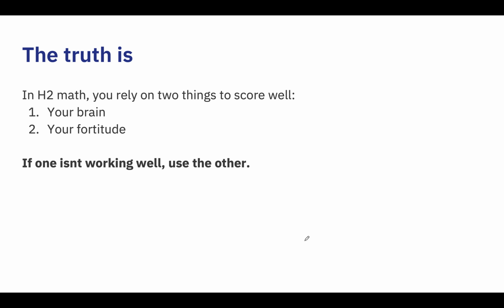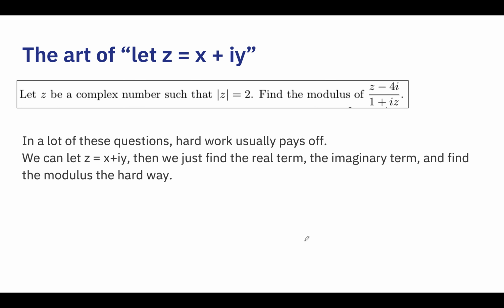If you can't seem to think of the very inspirational solution, usually some kind of brute force or persevering long enough at a method known to definitely work will turn out well and give you the correct answer. Okay, so as I said earlier, in a lot of these questions, hard work usually pays off. So what we're going to do is we can let z equal x plus iy. This is the rectangular form of complex numbers. Then after we do that, we simplify, we find the real term, the imaginary term, and then we find the modulus the hard way using the Pythagoras theorem formula.